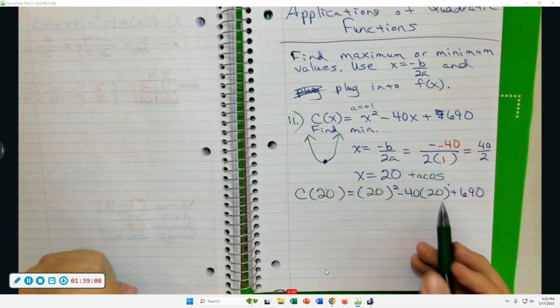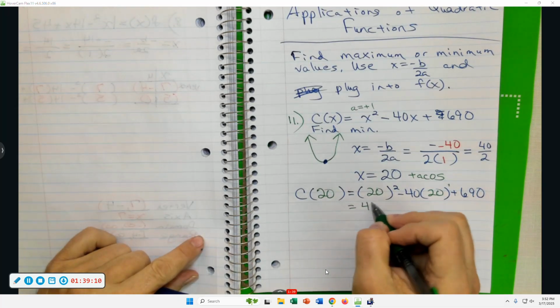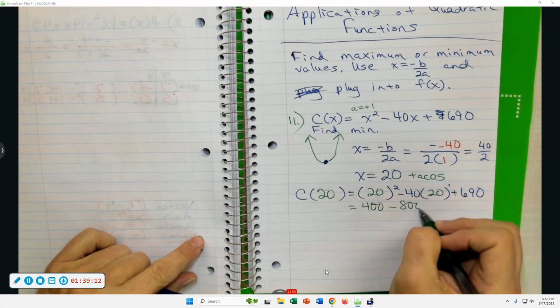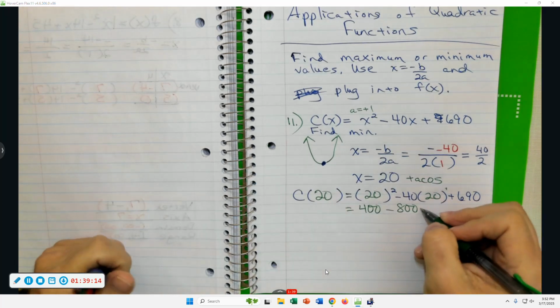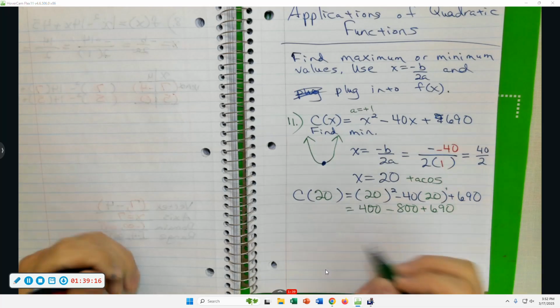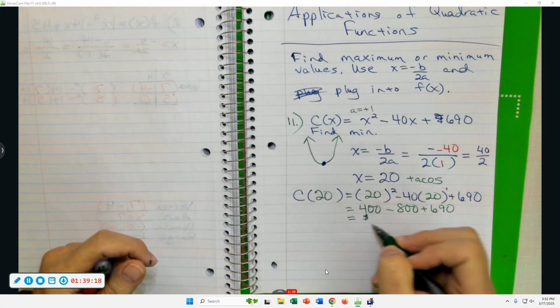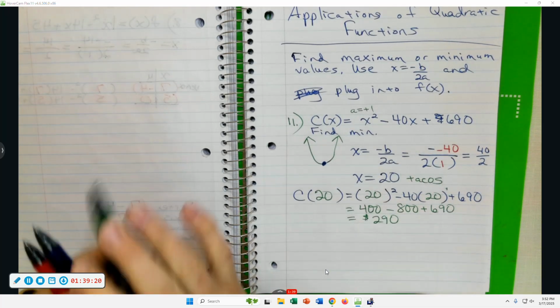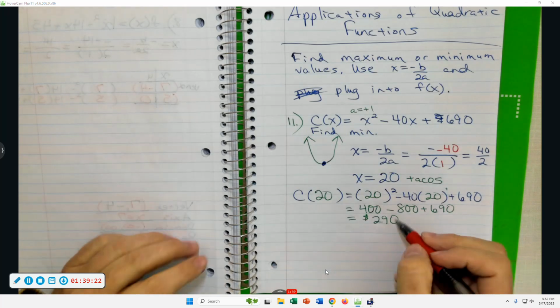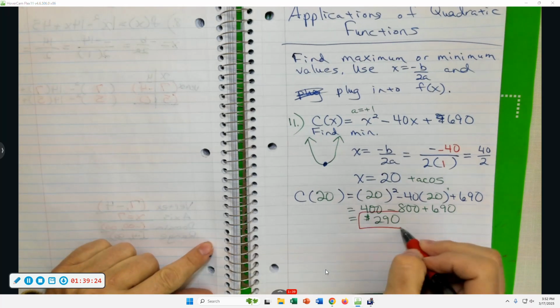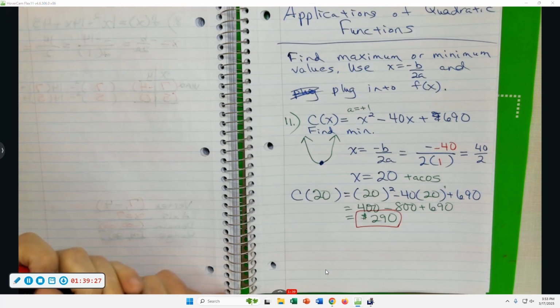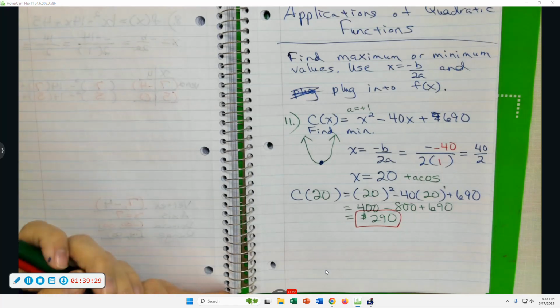That's a 400 minus 800. 400 minus 800, that's a negative 400. Plus 690, I'm getting a 290. It's going to cost her $290 that day if she produces and sells 20 units of tacos.